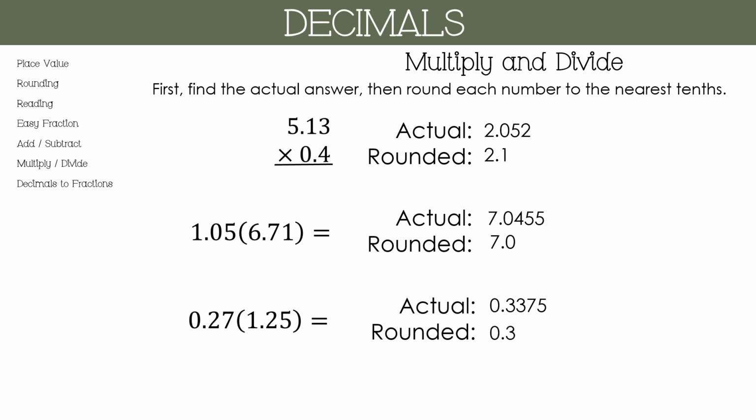Did you get 0.3? You are correct. Once again, we underlined the first 3 because that's the tenths place. We look next door to the second 3. Well, 3 is 4 or smaller, so we just leave our underlined number alone.